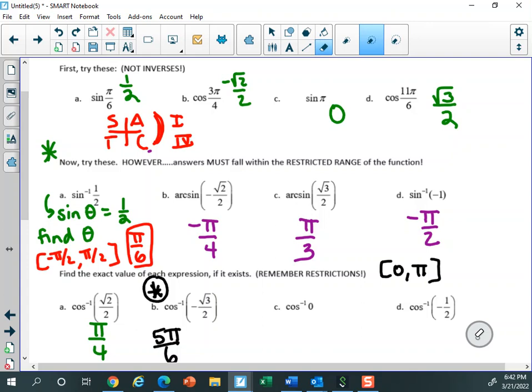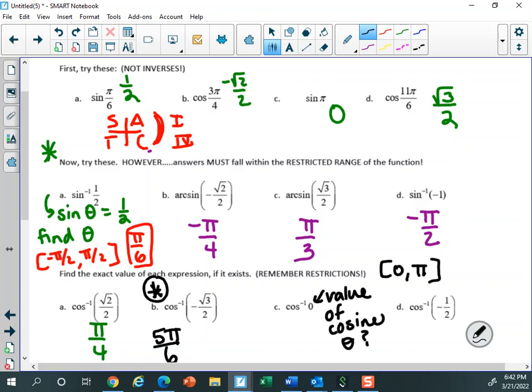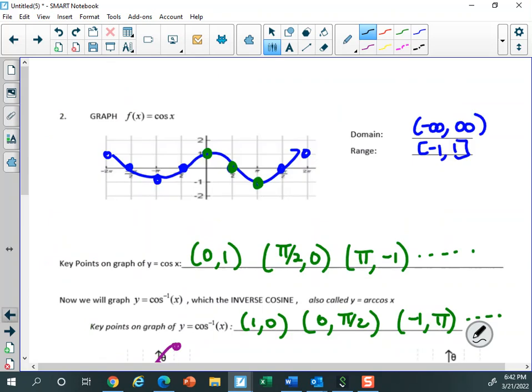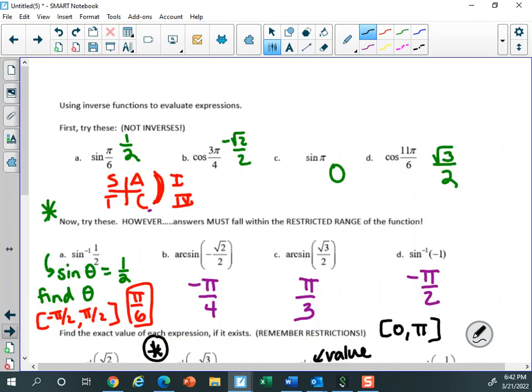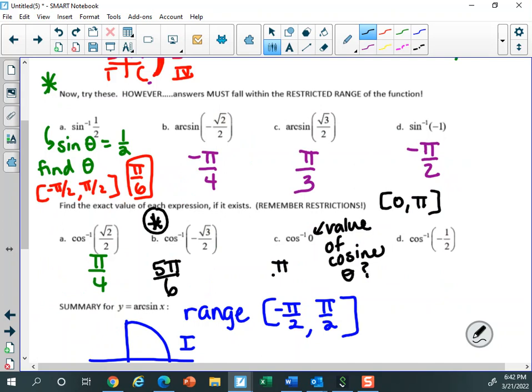So you have to always remind yourself when you're doing an inverse cosine that that is the value of the cosine of some mystery theta. So if I'm talking about a theta that has a cosine of 0, cosine graph's a good place to go for that. Cosine equal to 0, there's lots of angles, but the one that fits in my restrictions is pi over 2.